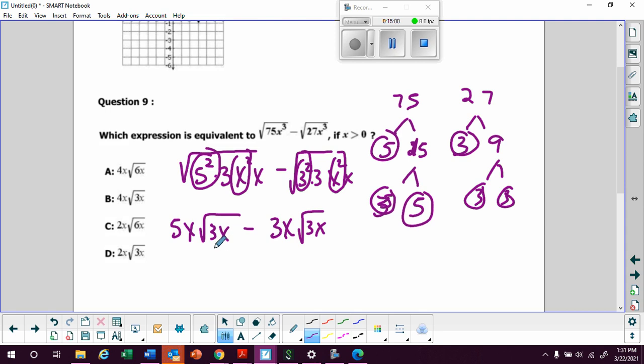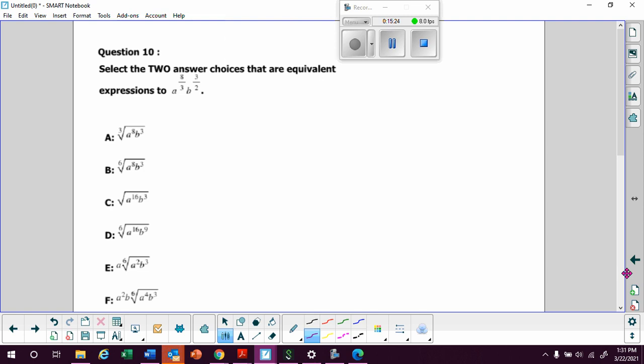So since what I have inside the square root is the same, all I have to do is 5x minus 3x. So what is 5x minus 3x? It would give you 2x, right? 2x. And then what is inside the square root stays the same. So that's what I have. Awesome. Number 10. All right, select the two answer choices that are equivalent to this expression.